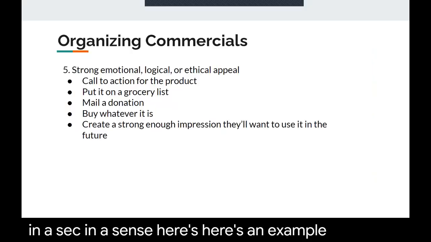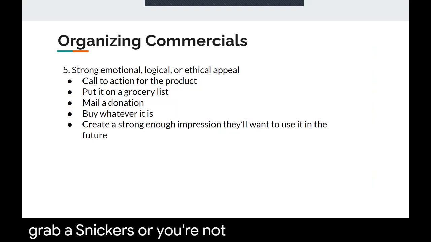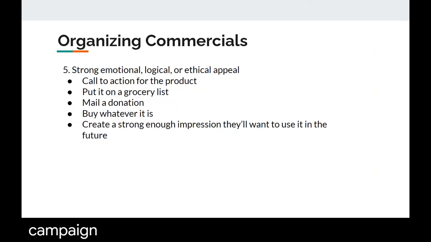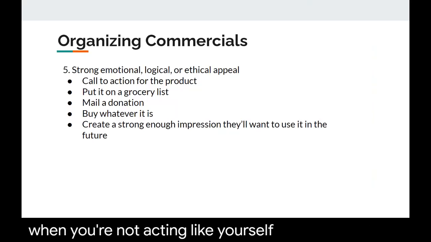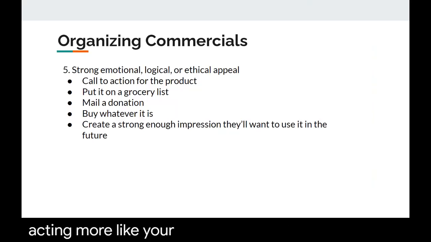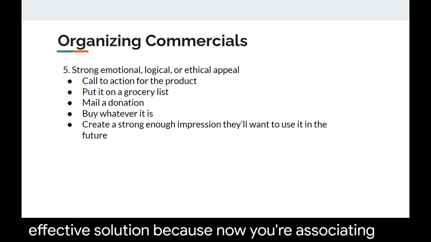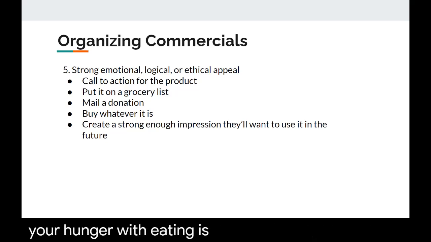Snickers said. So, in the grab a Snickers or you're not you when you're hungry campaigns that came out, Snickers was saying that when you're not acting like yourself, the solution to acting more like yourself is to eat a Snickers so you're not hungry. May seem silly, but it's actually a very effective solution because now you're associating your hunger with eating a Snickers.